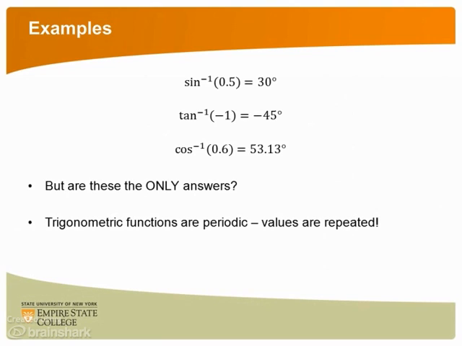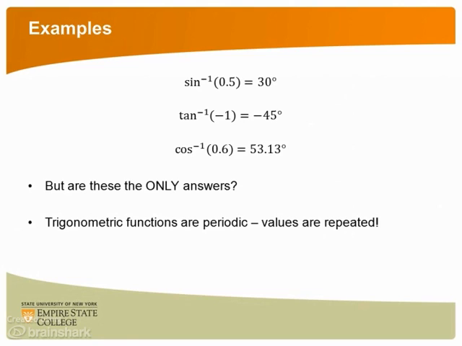If we want to find the inverse sine of 0.5, then our angle would be 30 degrees. The inverse tangent of -1, according to the calculator, is -45 degrees. And the inverse cosine of 0.6 is 53.13 degrees. But are these the only answers?